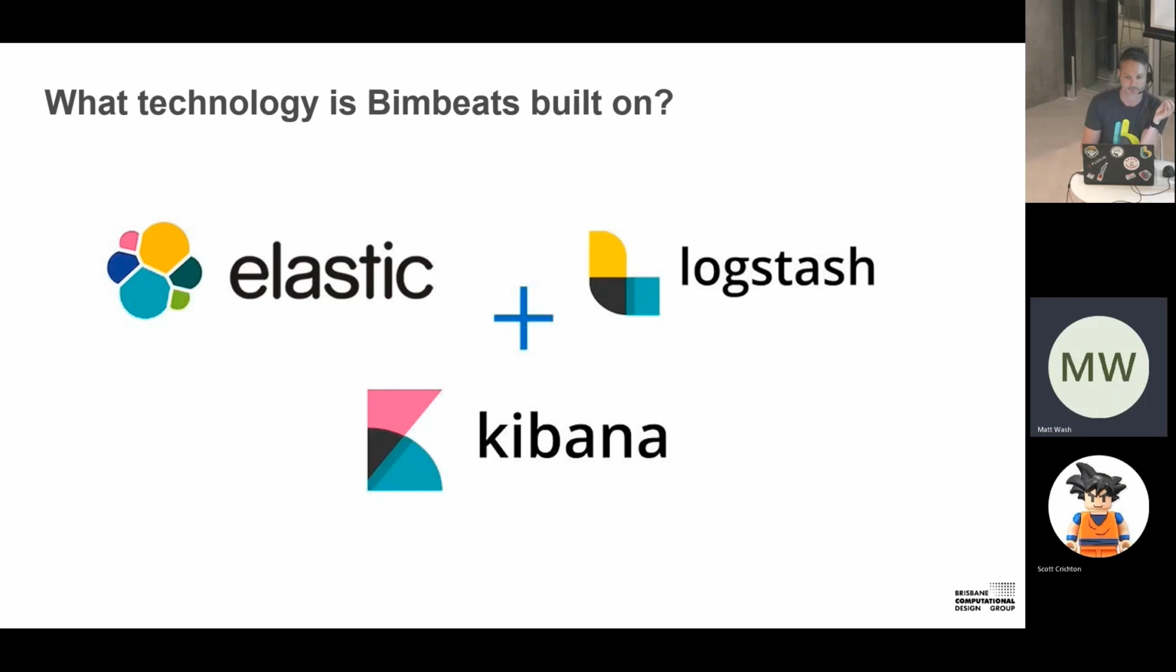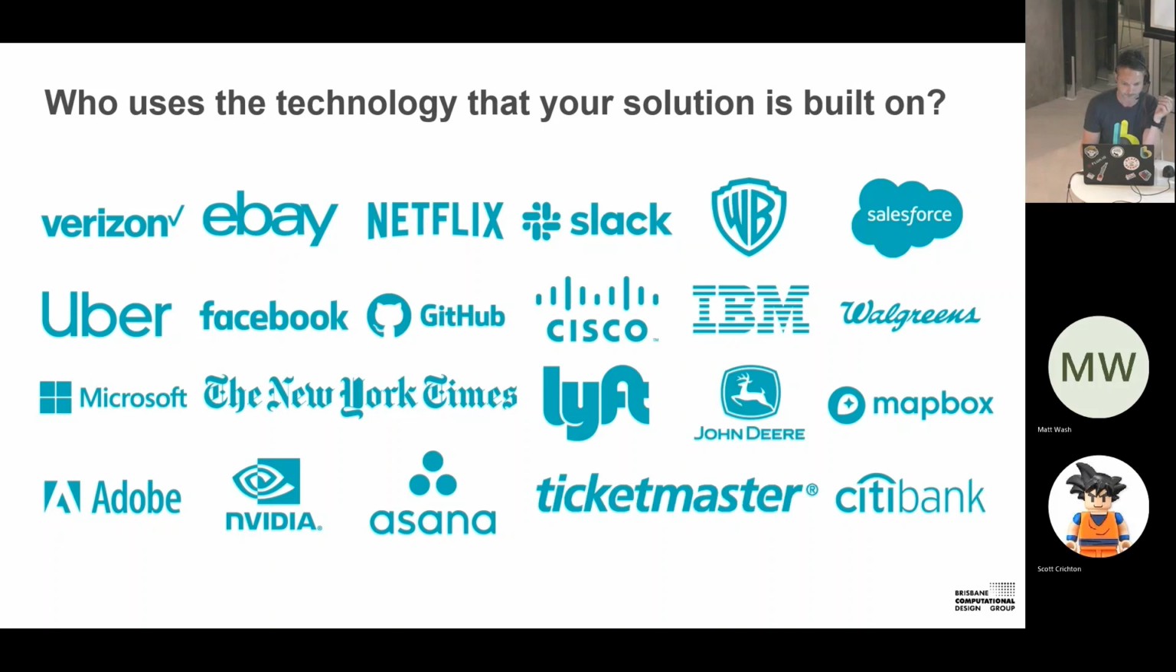So what is the technology that Bimbeats is built on? We use what's called the Elastic Stack, and I'm not going to go into a lot of detail about this, but essentially Elastic is the database, and we primarily use their cloud database to store the data. Logstash processes some of the information that we send to that cloud database. So for example, a Revit journal file gets processed via Logstash before it gets sent to Elastic. And then Kibana is our visualization engine. So Kibana is like Power BI. If you're familiar with Power BI, Kibana is the equivalent of that.